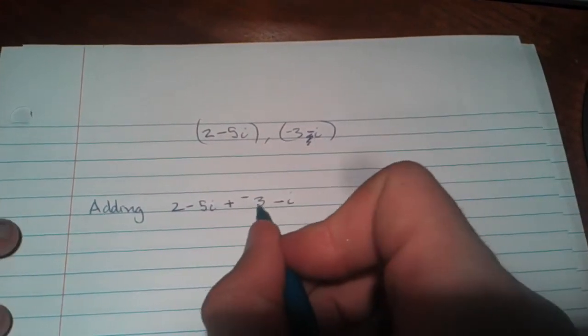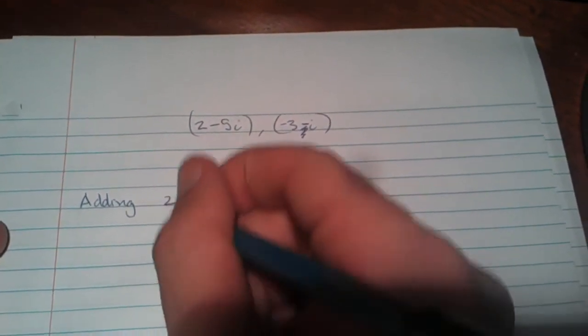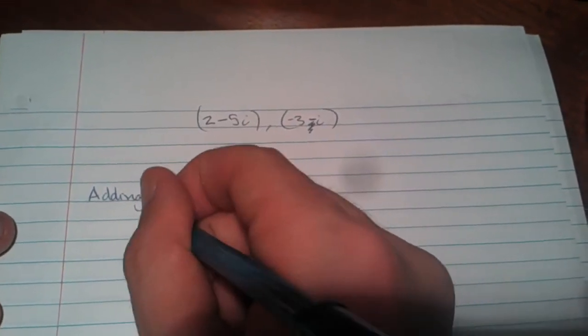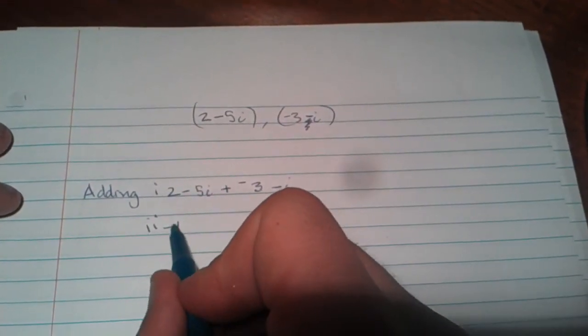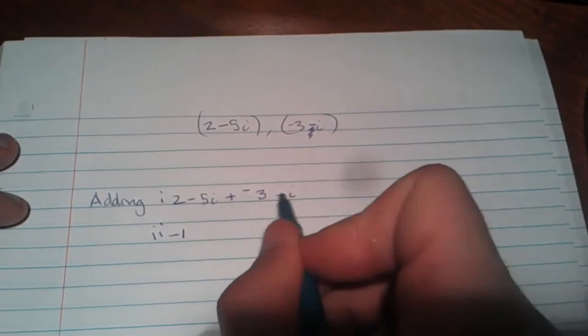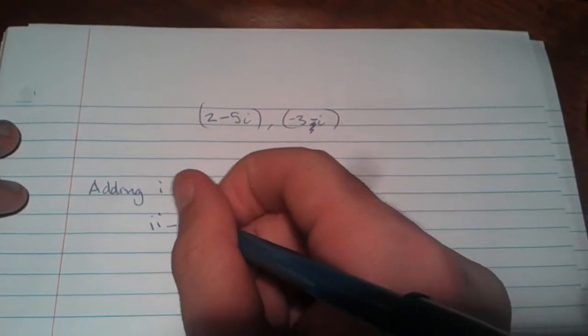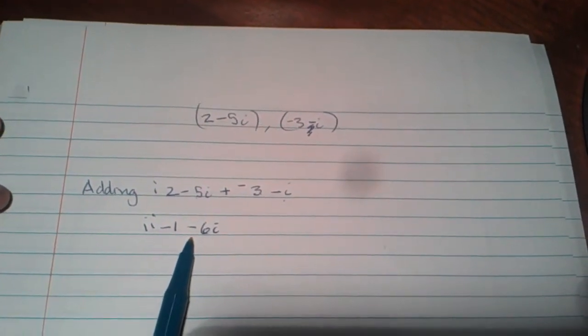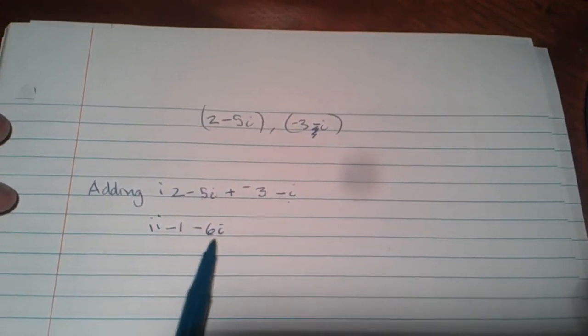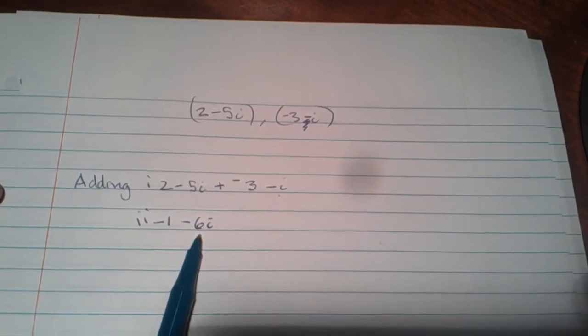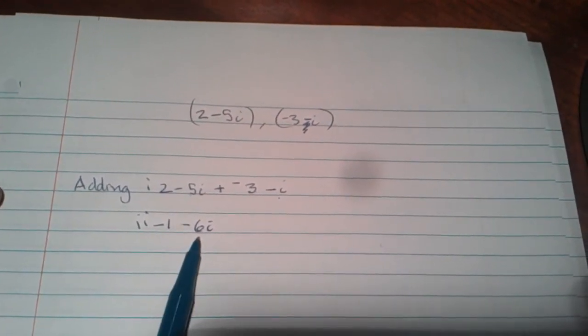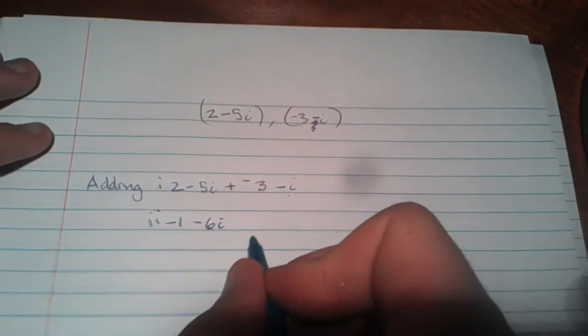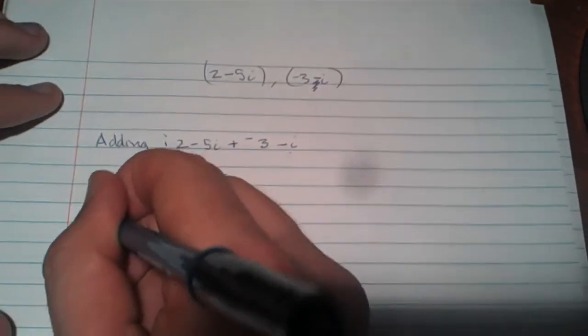Pretty much here you just combine like terms. Negative 3 with a 2 makes a negative 1. And then a negative 5 with the negative 1 makes negative 6i. This is standard form with complex numbers, especially with imaginary numbers, because you have to have them separate. And that's adding. Now subtracting.